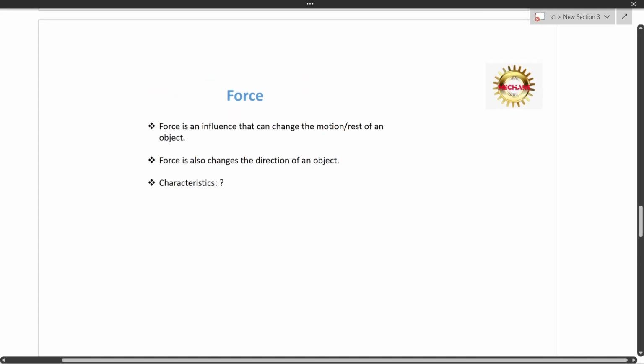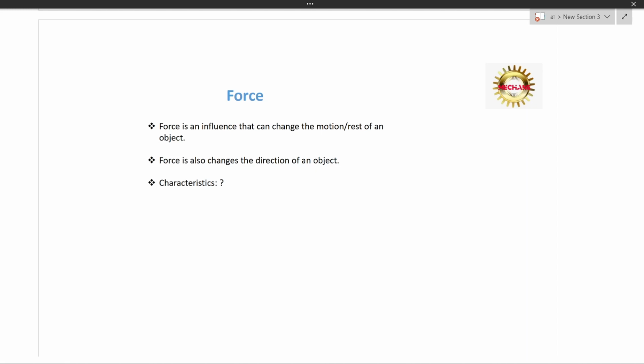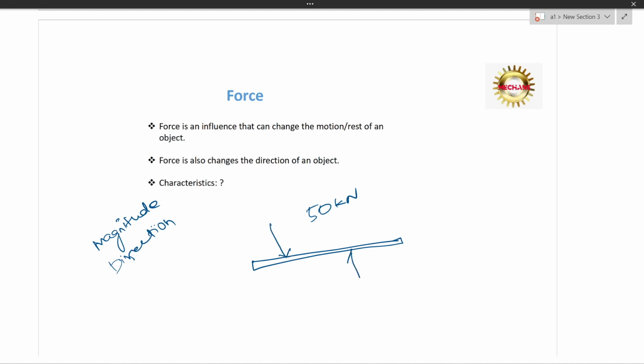So what are the characteristics? How do we define one force? Take one beam as an example. First of all, we should consider the force magnitude. It is a vector quantity, so it has a magnitude, maybe 50 kilonewton, and it has a direction. See, there is a difference between this force and this force. What's the difference? The direction in which the force is applied.